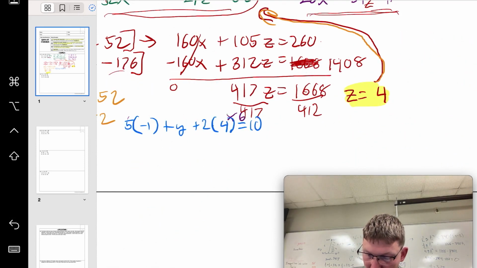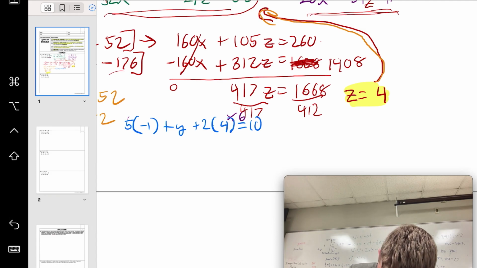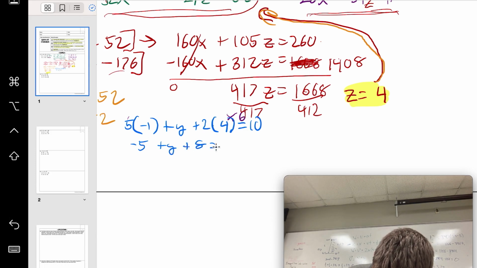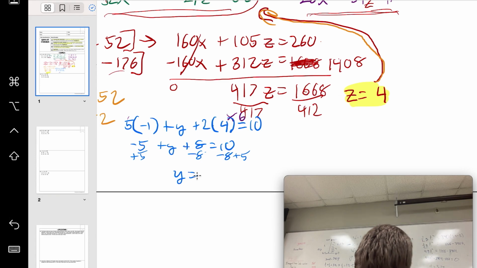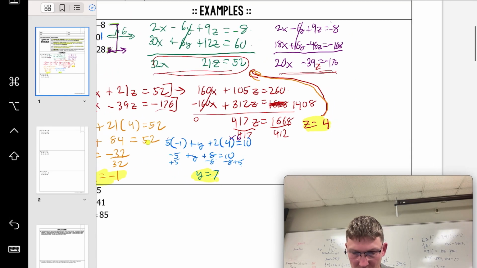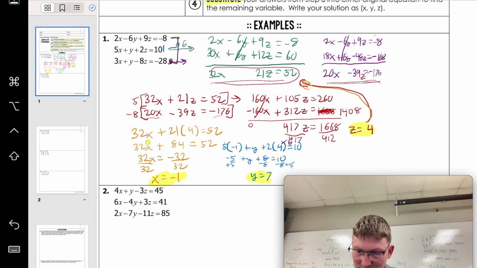So then to finish solving that, again, we just solve normally. So we've got negative 5 plus y plus 8 equals 10. So then we move the 8 to the other side. We move the 5 to the other side. So we're going to have y equals 2, 3, 4, 5, 6, 7. So y equals 7. So there we go. We've got all three of our answers using a system of 3 equations.